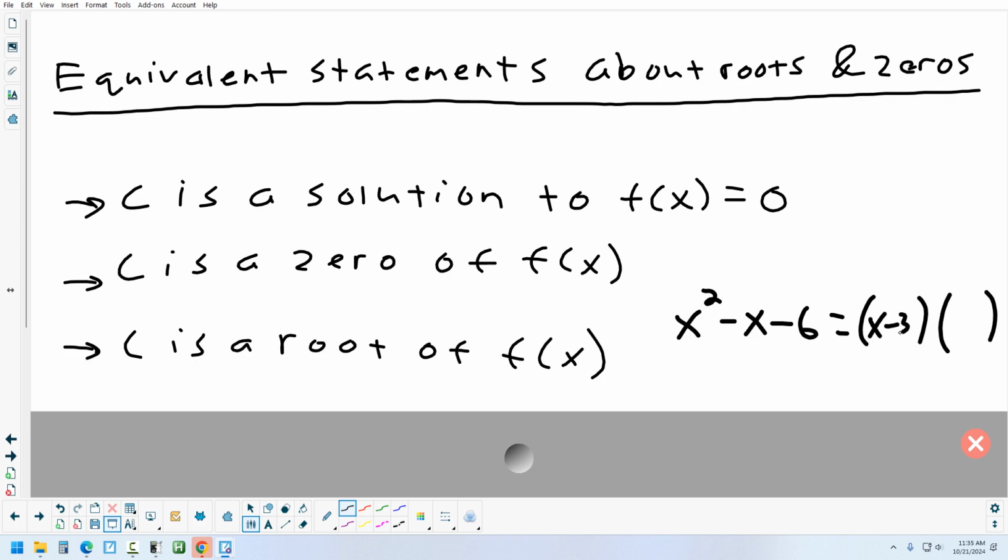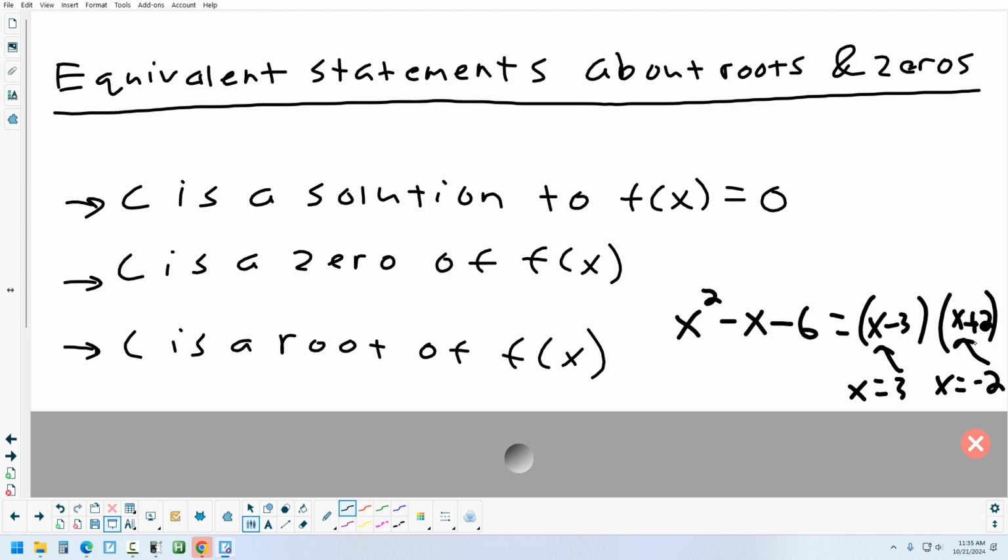X minus 3, x plus 2. Now, can somebody else tell me what are the two numbers that I could plug in that would make this 0? Yeah, 3 and 2. x equals 3 and x equals negative 2. Any question on how we got those two numbers?